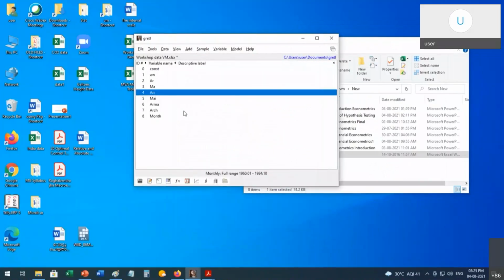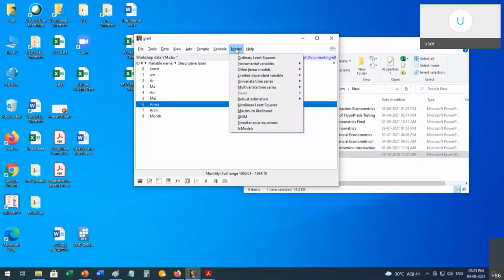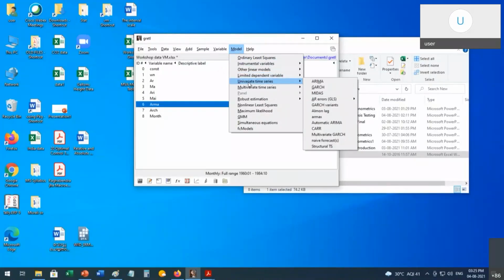For that purpose, suppose we are taking the sixth variable, ARMA. Then here we go to the model and see the univariate time series. Here we have the ARMA.